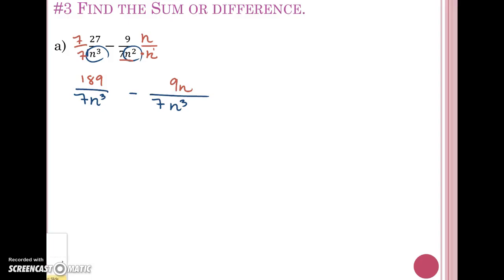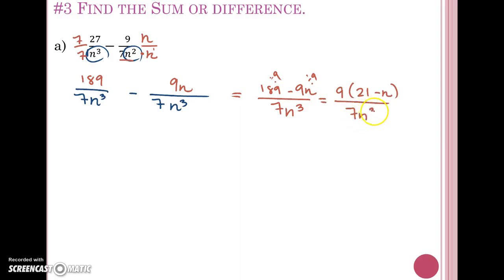So now that you have your common denominator, you can go ahead now and combine like terms. So I have 189 minus 9n over 7n cubed. Then you ask yourself the question, can you factor this at all? Is there a number that goes into 189 and 9? I'm thinking 9 does, actually. So if I factor out a 9 here, it's like dividing by 9 and dividing by 9. Left over, I would have 21 minus n over 7n cubed. Looks a little bit funky, but it's correct.